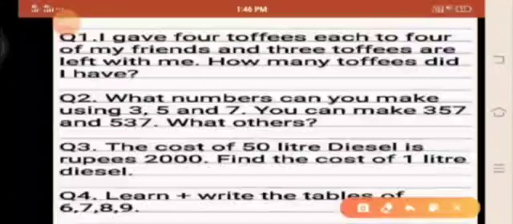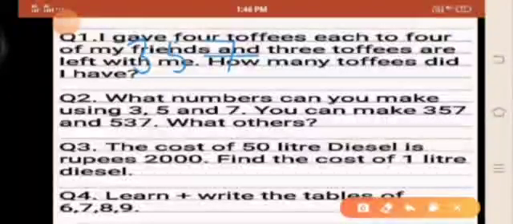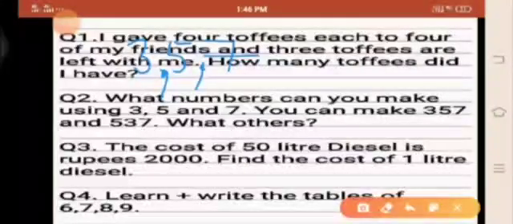Second question is, what numbers can you make using 3, 5 and 7? You have done this question in 3rd class. How many? You can make 3, 5, 7 and 537. What others? Children, it is also very easy. We will start from 3, 5, 7. If I will write here 3, 5, 7. Write the opposite of this.